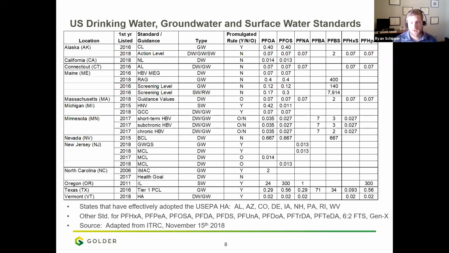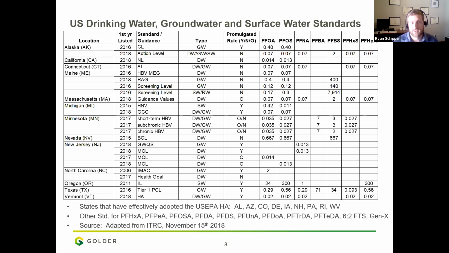but the states are starting to fill that void with a number of different regulatory approaches, and sometimes that can get confusing. Here is shown a number of the different states that have their own standard or guidance for drinking water, groundwater, or surface water. There's actually additional PFAS compounds that are regulated, but these are maybe some of the more common ones, or ones that more of the states have standards for. So just kind of an overview.